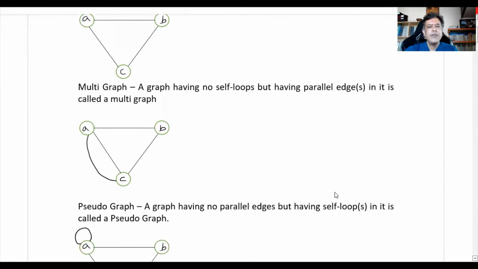Multi-graph: a graph having no self loops, there are no self loops here, but having parallel edge or edges in it is called a multi-graph. Here you may note there are two ways, this way and this way also. So it is having parallel edges. These two are parallel to each other. So that we call it a multi-graph.